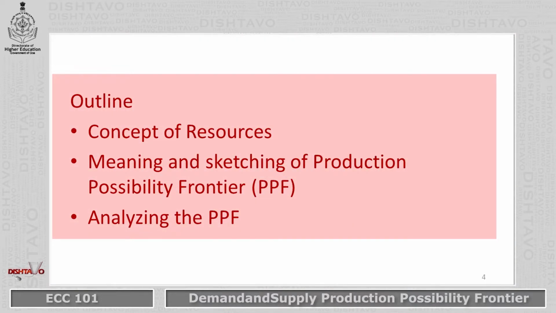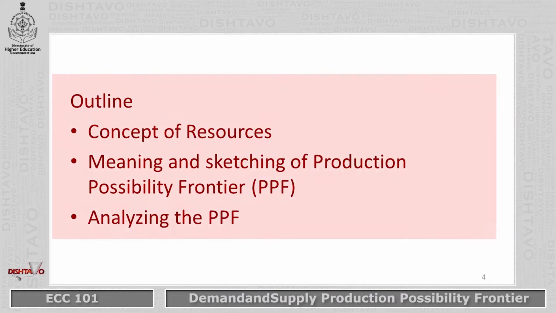The outline of my presentation is meaning and concept of resources, sketching the production possibility frontier, and analyzing the production possibility frontier. The production possibility frontier tells you something about the scarcity of resources. The learning outcome of this presentation is to know the resources of the economy which are scarce and to identify problems of the economy when resources are scarce. Going to the production possibility frontier, when I say resources are scarce, they can be used for alternative uses. So, any economy has to take up the challenge of having a resource and how to make judicious use of it.